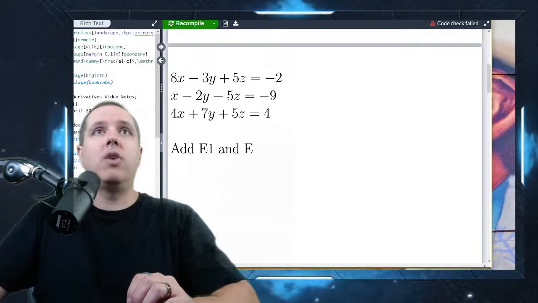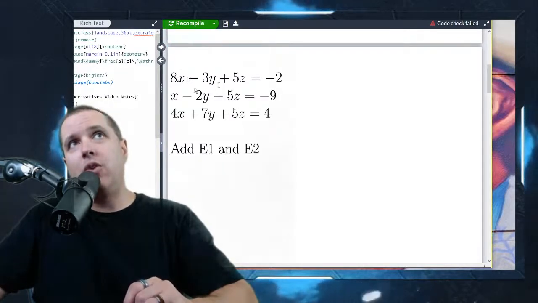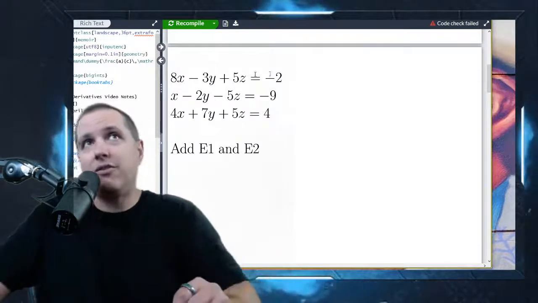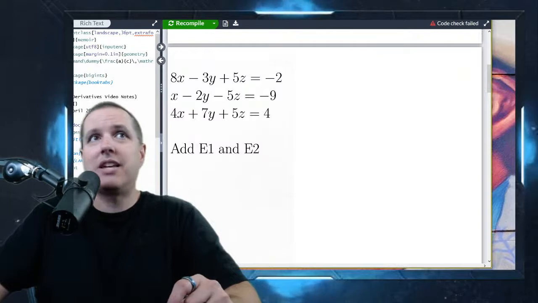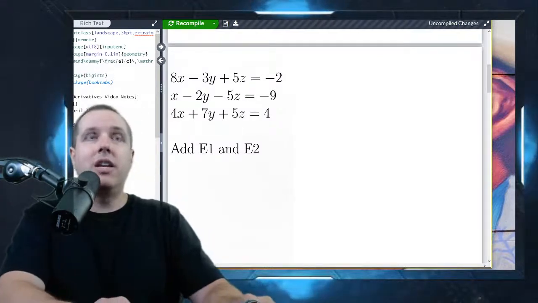So add equation 1 and equation 2. So I'm just calling this first one equation 1, the second one's equation 2, third one's equation 3. So E1 means the first line, E2 means the second line. So when I do that, when I add those together, I get what?